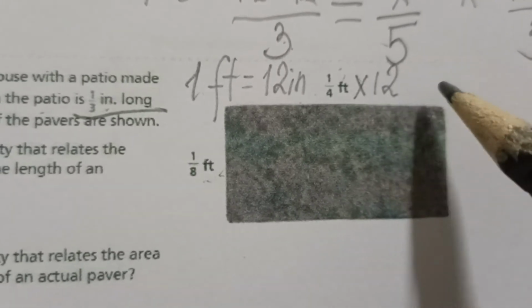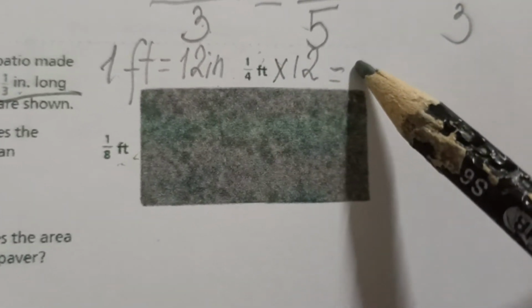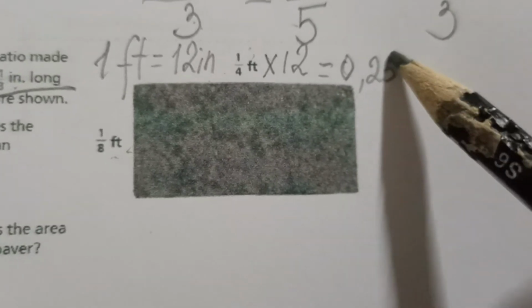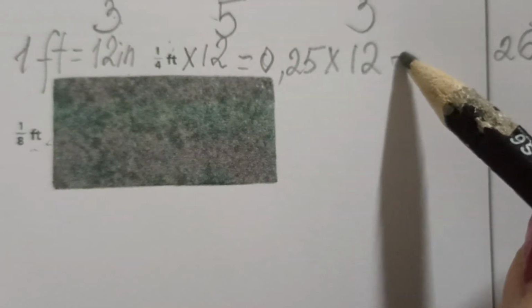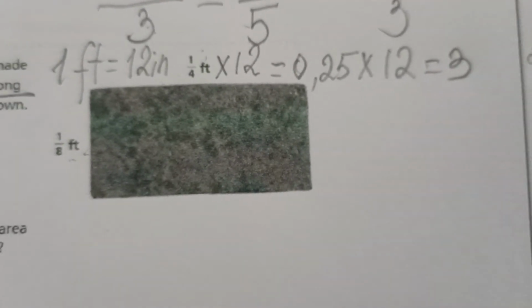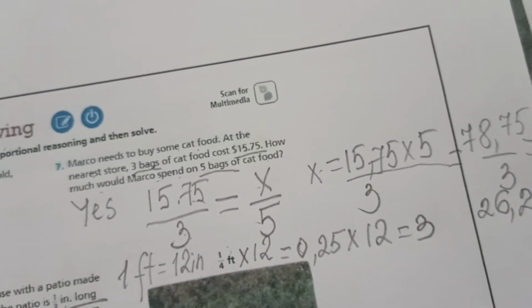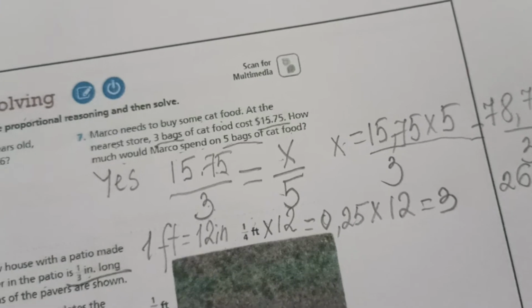Okay? And you know that 1/4, let us convert into decimals, it's going to be 0.25. You are multiplying by 12, and it's going to be 3. Okay, wait a second. It's going to be 3.